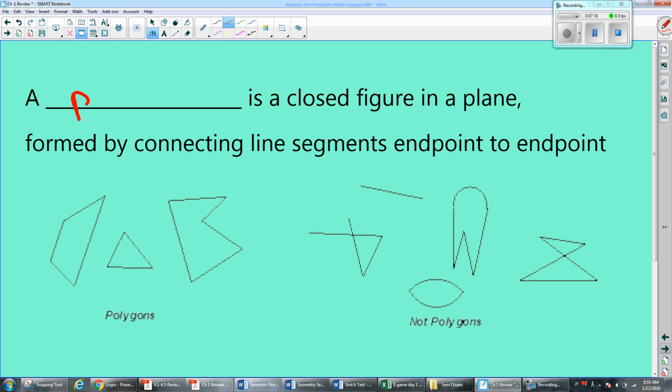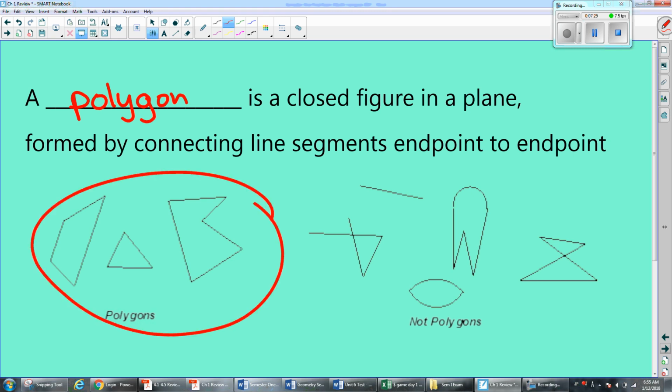So a polygon is a closed figure in a plane. It's only two-dimensional. It's formed by connecting line segments, endpoints to endpoints. So these are all examples of polygons. Here, these are not polygons when they have rounded edges, when they're not connecting anything together, when they overlap. So here they overlap, so that's why it's not a polygon.